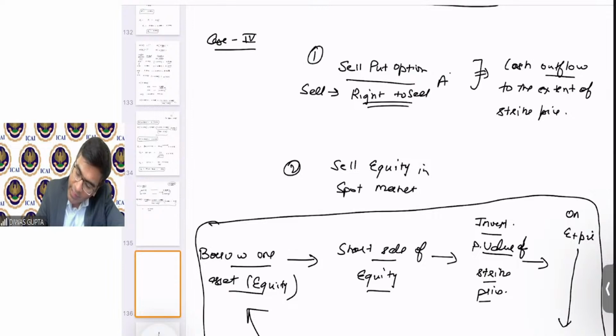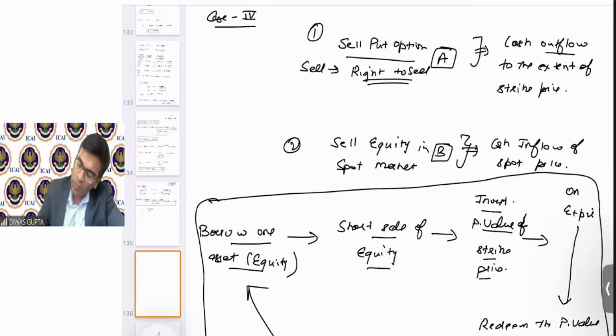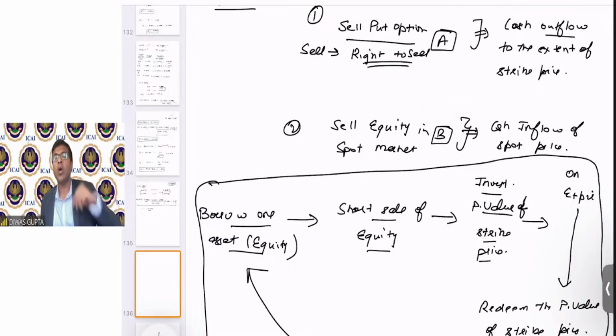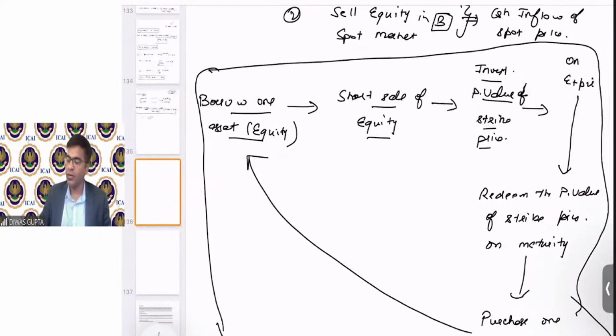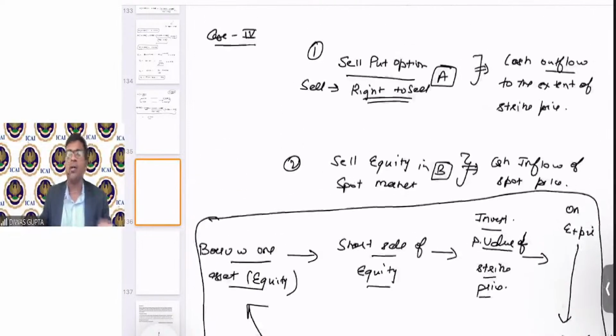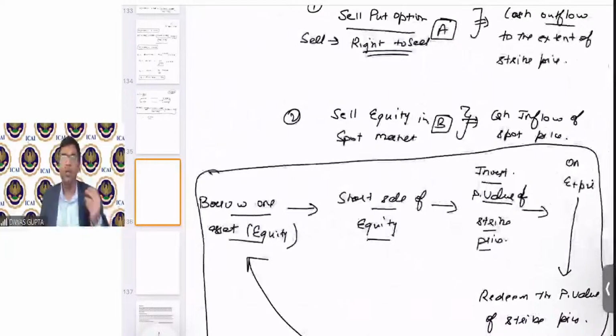I'm putting this event as A. This I'm putting as event B, and this is going to be my cash inflow of the spot price today, right? So don't you think the difference between my outflow and my inflow, I will be charging as the premium for the put option. Okay. You are not required to remember all this, this is just building up the discussion.